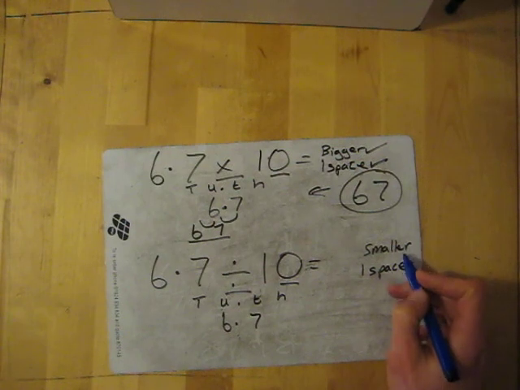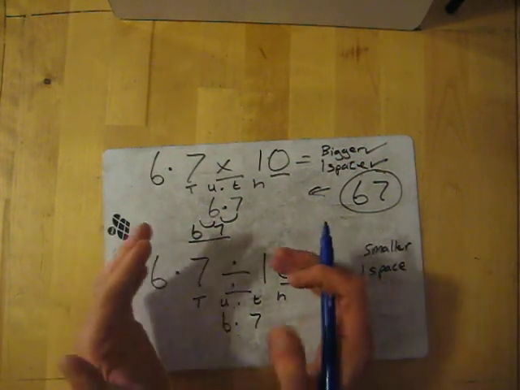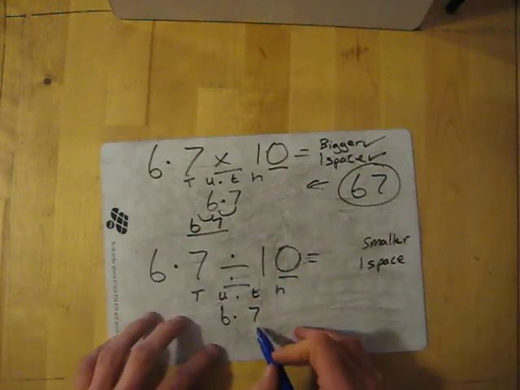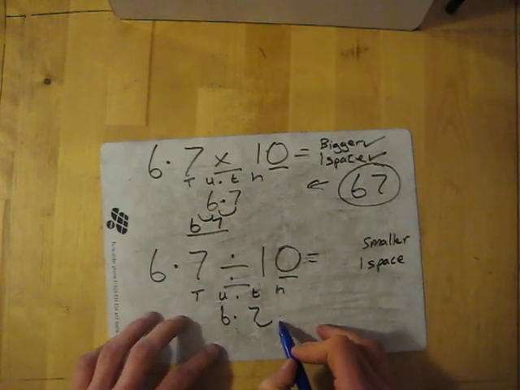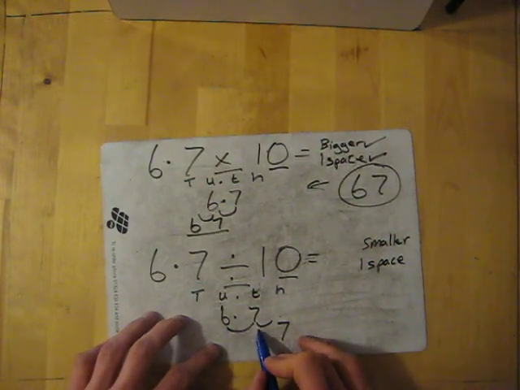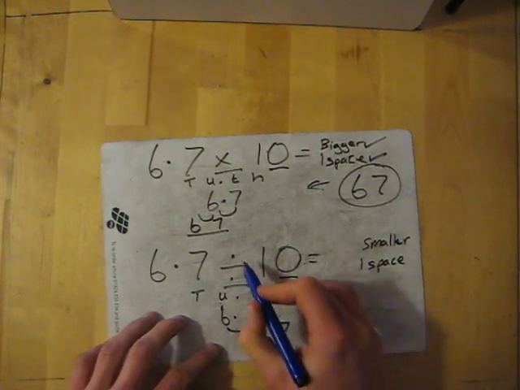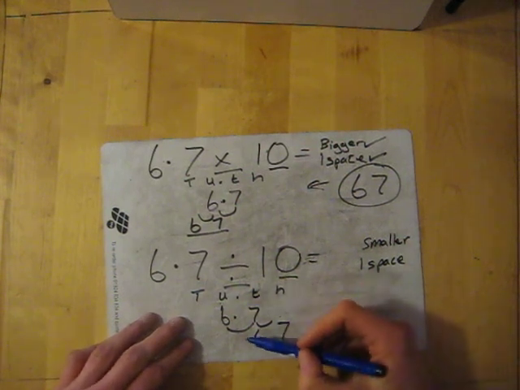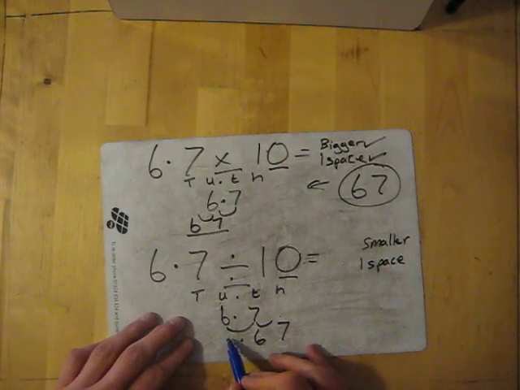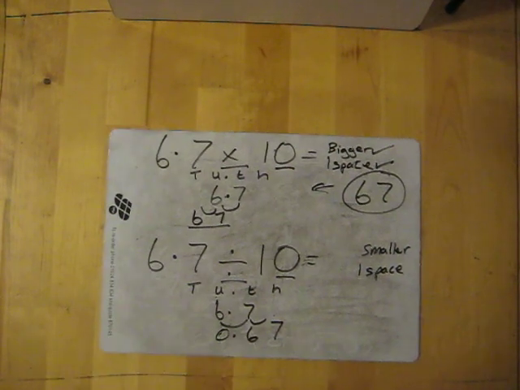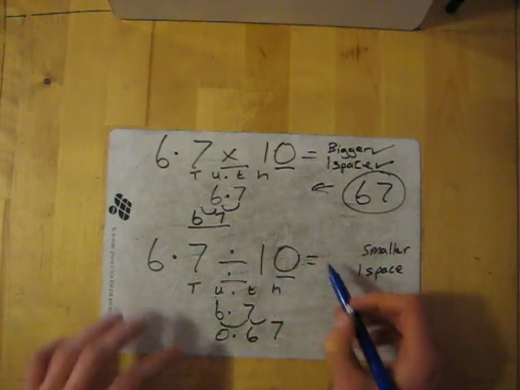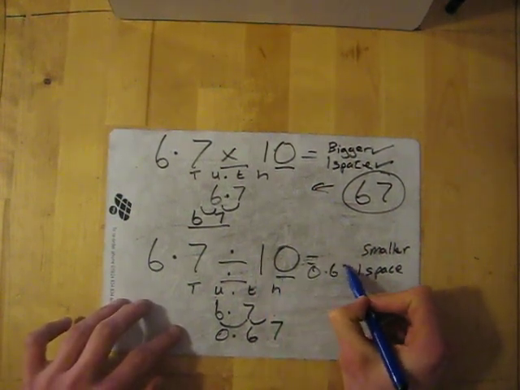So smaller by one space, everything stays all together. We're going to move it down one space. So the 7 moves down to the hundredths, and the 6 moves down to the tenths. And then all we do to finish off the question is we need to make sure we've got our decimal point, and then to make sure the decimal point doesn't run away, add our 0. So the answer to 6.7 divided by 10 is 0.67.